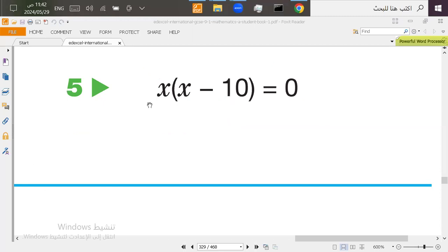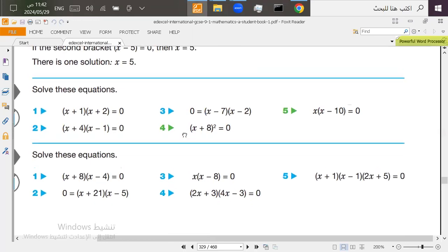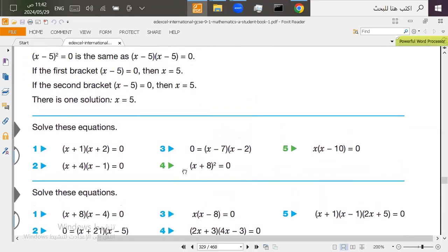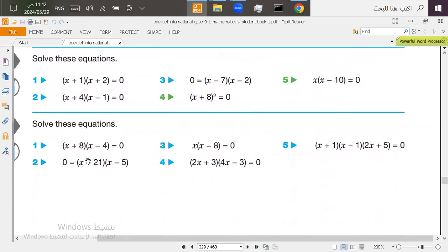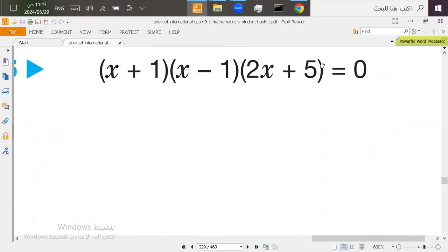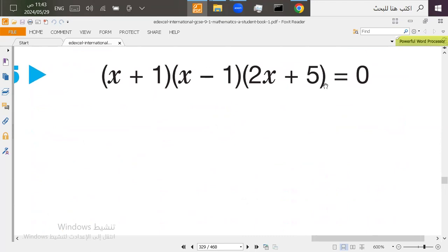The idea of solving is easy. You just factorize and then make it equal to 0. Now, these are already factorized for you. They're just making you practice the ideas. For example, this one, if you have three brackets and all of them equal to 0, it means first step, you say that this bracket equals 0, or this bracket equals 0, or this bracket equals 0. And you take the three answers that you got.